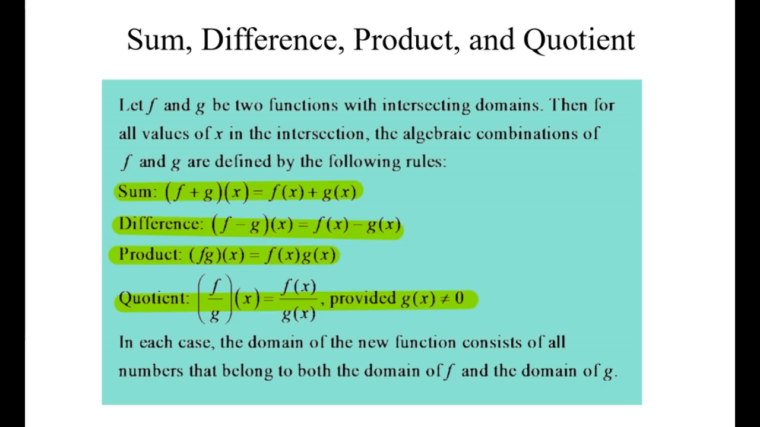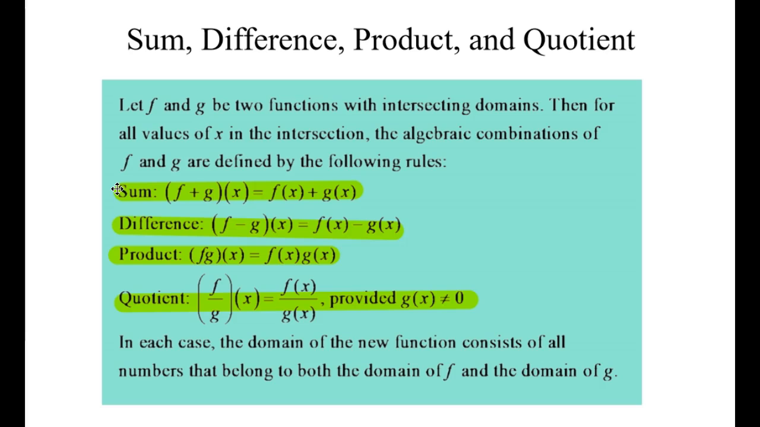So first, we're going to talk about the sum, difference, product, and quotient of two functions. Let f and g be two functions with intersecting domains. Then for all values of x in the intersection, these algebraic combinations are going to be true. Okay, so what you need to write down is the sum, difference, product, and quotient.